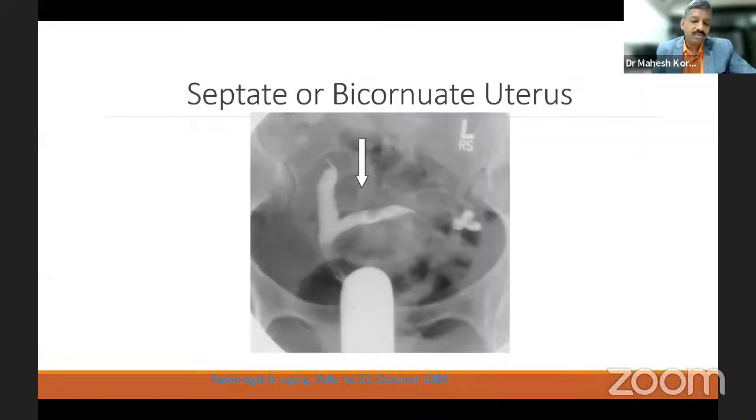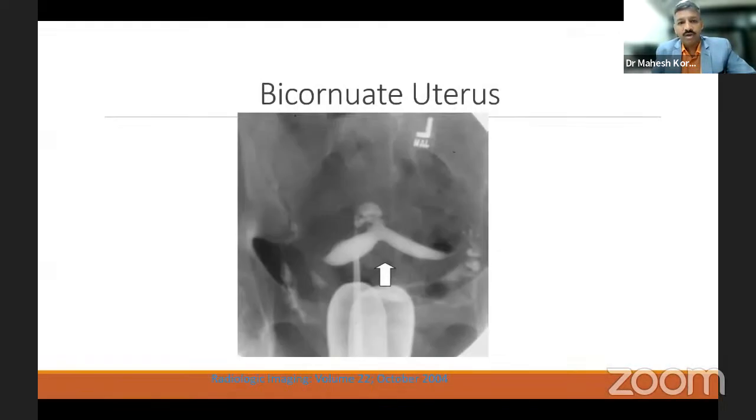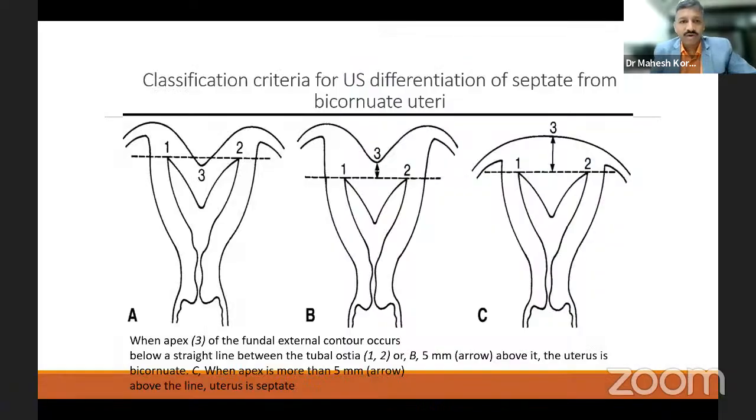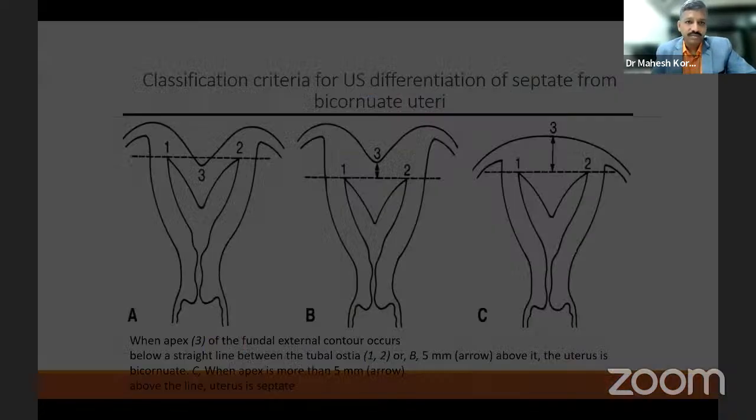This again could be a septate or bicornuate because the angle is between 75 to 110. Again, a bicornuate uterus because you can see a widely splayed horn above 105 degrees. This is a classification criteria for differentiation of septate from bicornuate uterus, wherein you can see the apex joining the line, wherein if you see the ostia in the same line, or the cavity which is above the line or below the line. Based on that, the apex is more than 5 millimeter or below the 5 millimeter. Accordingly, you can classify it to be a septate or a bicornuate uterus.